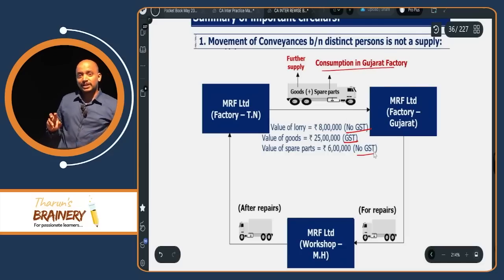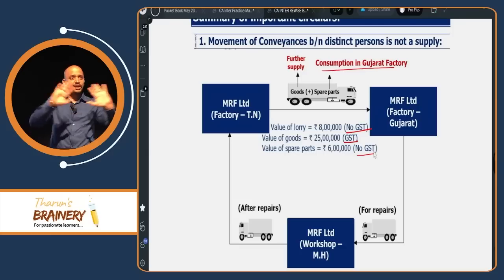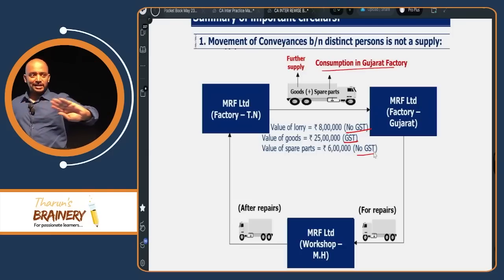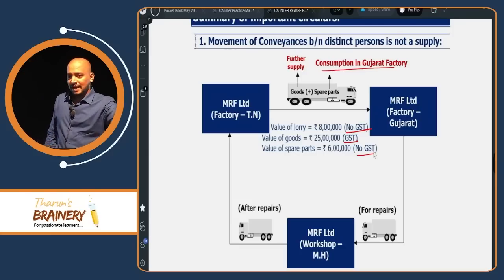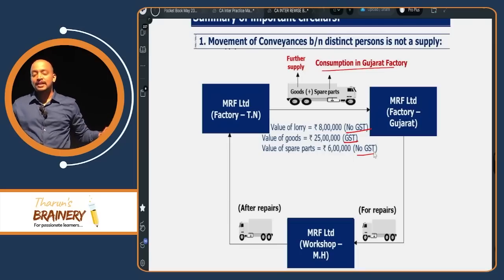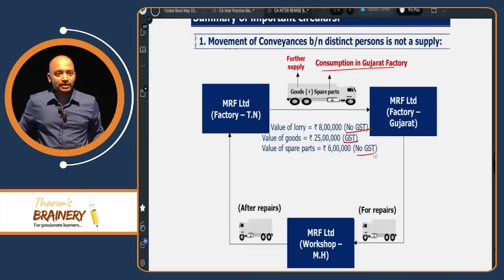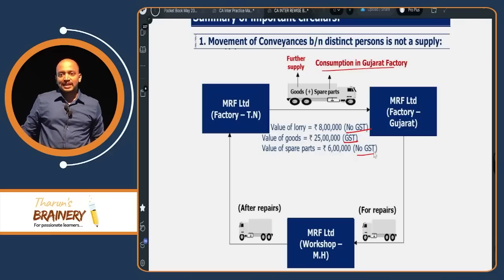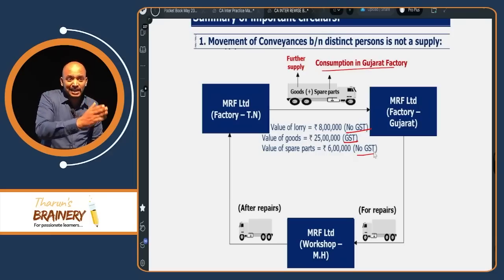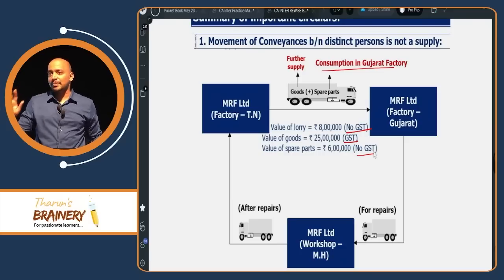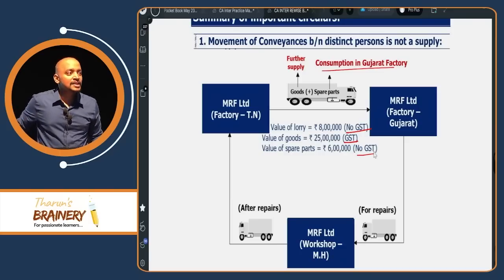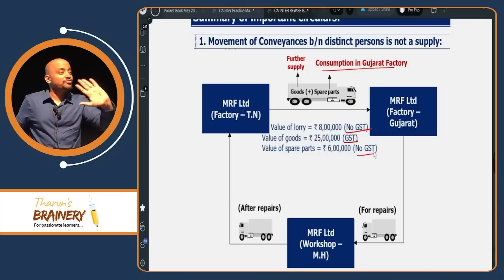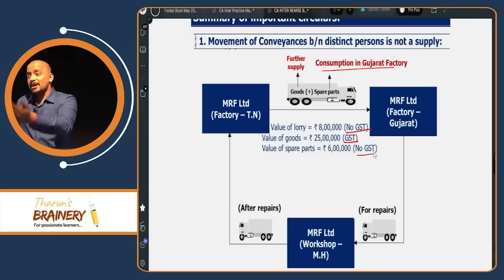So tell me, what are the cases when there is no GST? The general rule is any transaction between distinct persons is treated as supply under 7(1)(c) and is chargeable to GST. But there are two exceptions. Exception number 1, in case of conveyance: conveyance sent between distinct persons, no GST payable on the conveyance. Second exception, spare parts: spare parts sent between distinct persons, not for further supply, but for consumption.